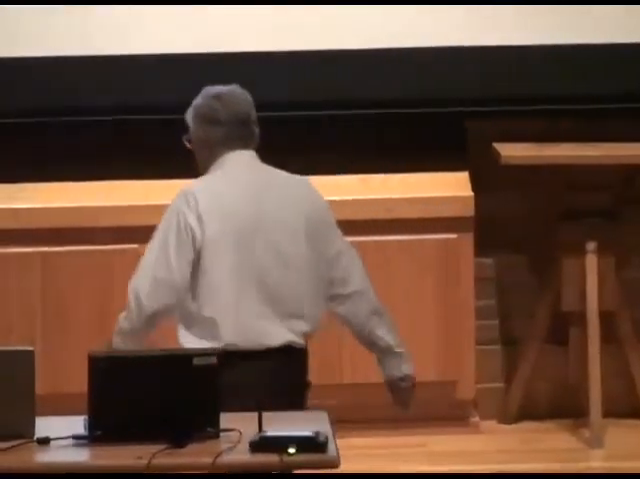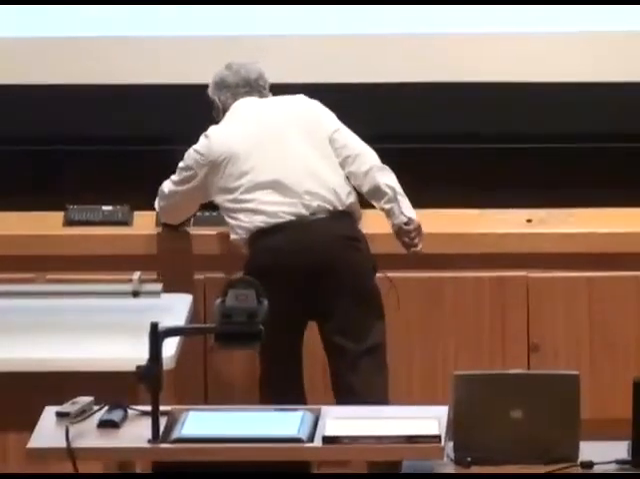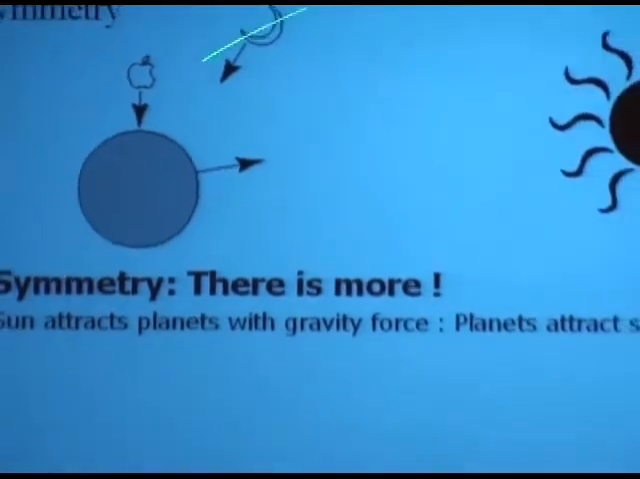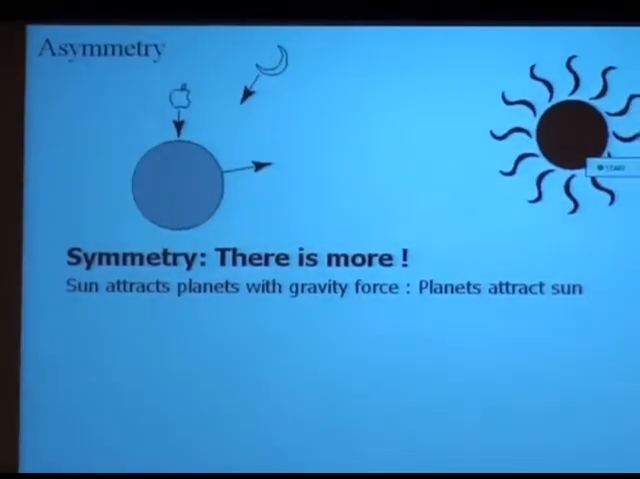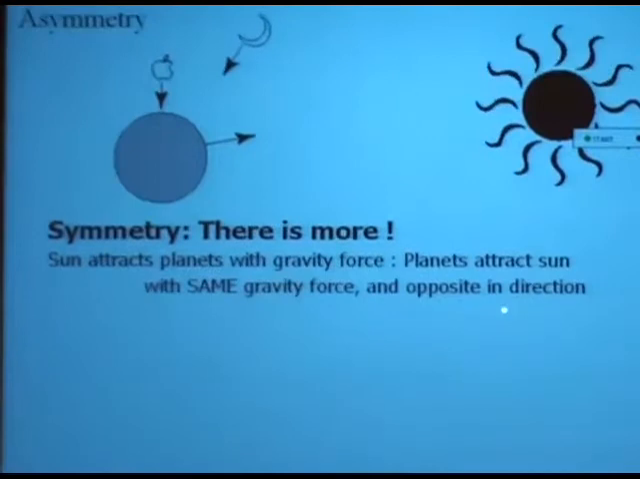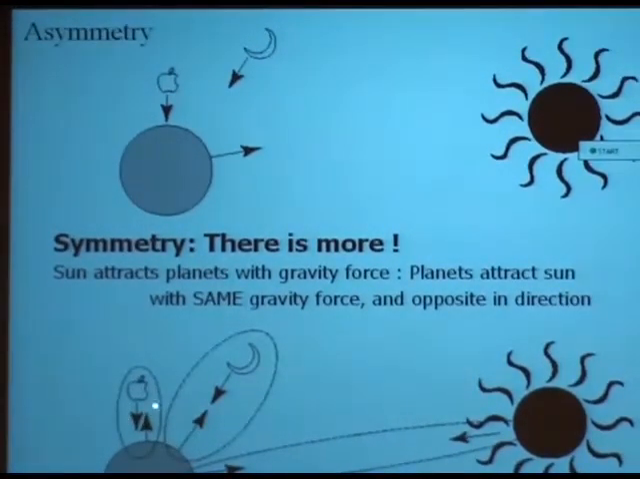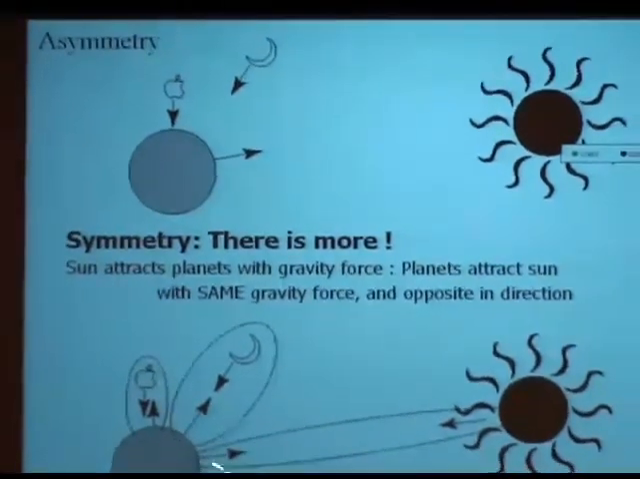Okay, so now Newton comes to the conclusion that in order to have symmetry in nature, you should have not only these arrows, but there's more: the sun attracts the planets with the force of gravity, but the planets attract the sun with the same force in the opposite direction. And so this picture should be corrected by having this picture of mutual attraction between these objects, okay?